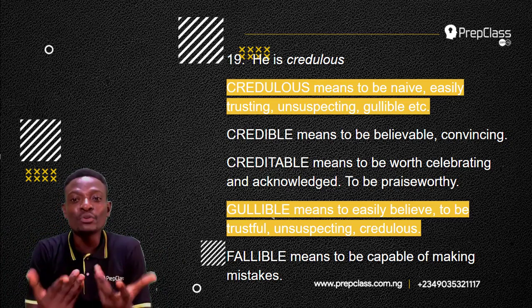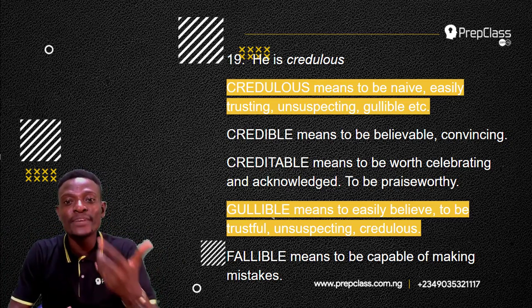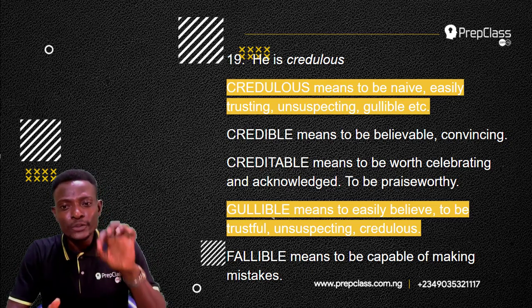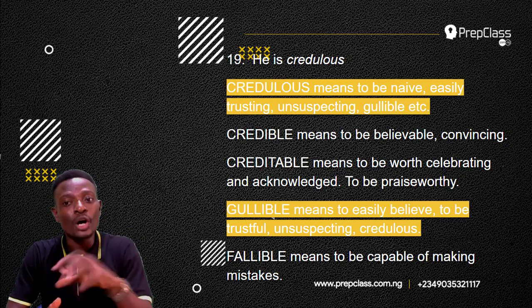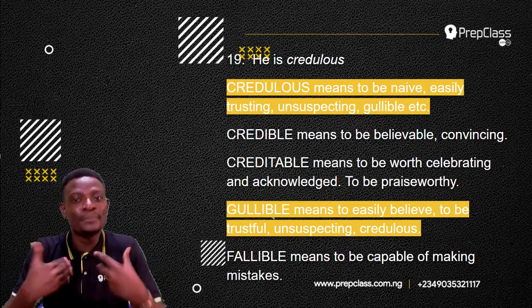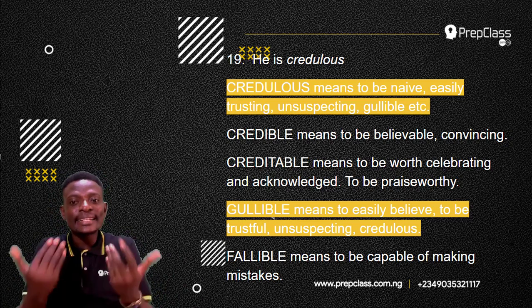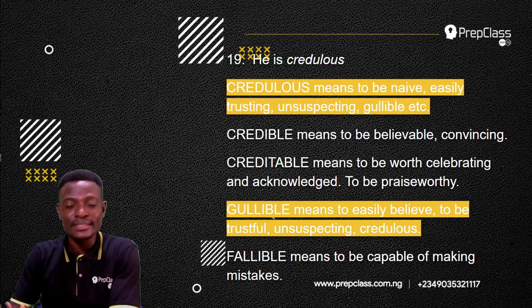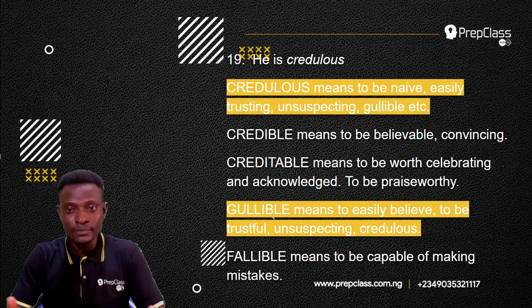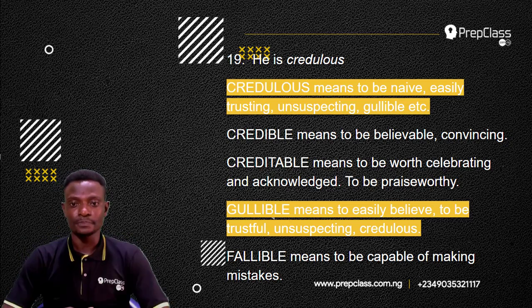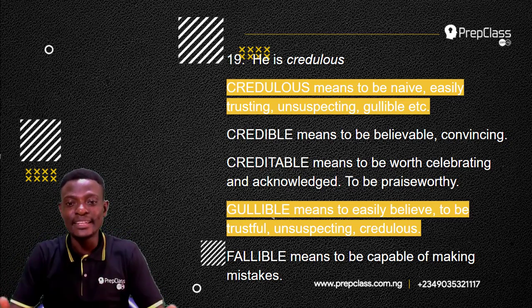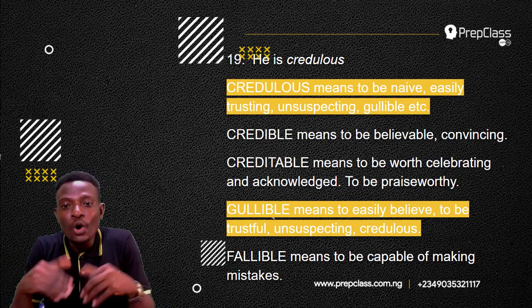Now, credible means to be believable, to be convincing. When you say something is credible, it's something that is believable, something that you can't point out any iota of doubt from. It is believable. Creditable means to be worth celebrating and acknowledged. To be praiseworthy. Gullible means to easily believe. To be trustful. To be unsuspecting.